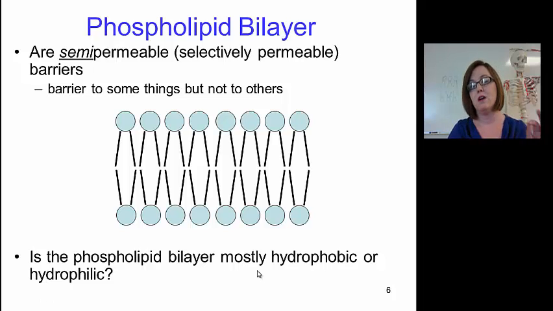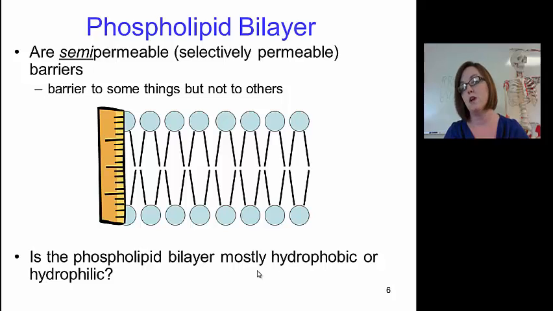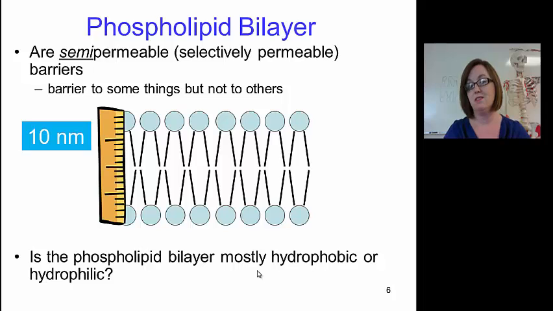Phospholipid bilayers are semi-permeable. Some might call this selectively permeable. And they're a barrier, but they're a semi-permeable barrier. What that means is that some things can cross and some things can't. In order to understand why this is, we need to explore further this hydrophobic, hydrophilic nature of the phospholipid bilayer. If we were to measure the width of a phospholipid bilayer, right, we can say maybe it's 10 nanometers. Right? What portion of that is hydrophobic?